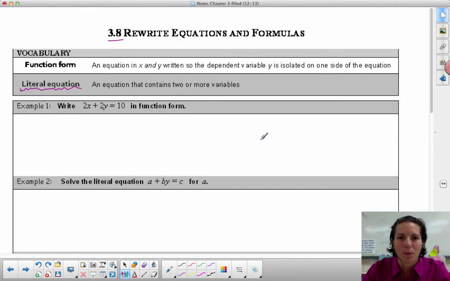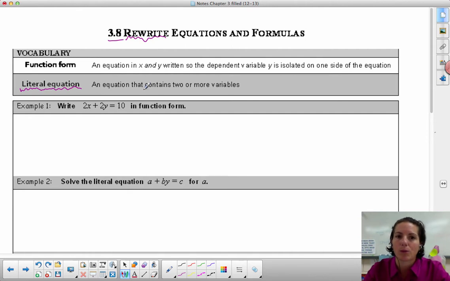All right, let's take a look at section 3.8. In 3.8, we're going to be rewriting equations and formulas. And when we say rewrite, notice that it's just simply that. We're only going to rewrite them. We're not going to solve, we're not going to necessarily find answers. We're just going to reorganize equations and formulas.